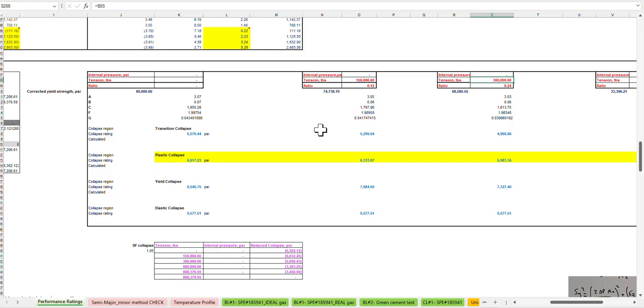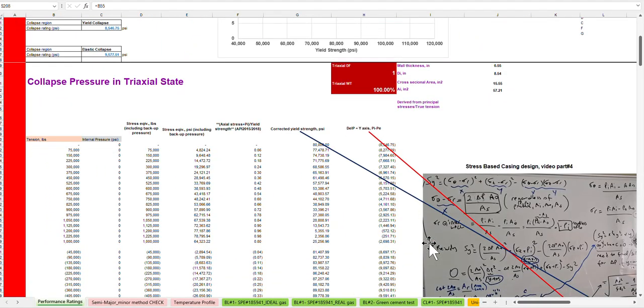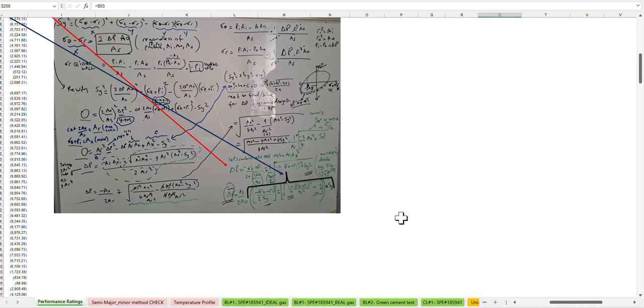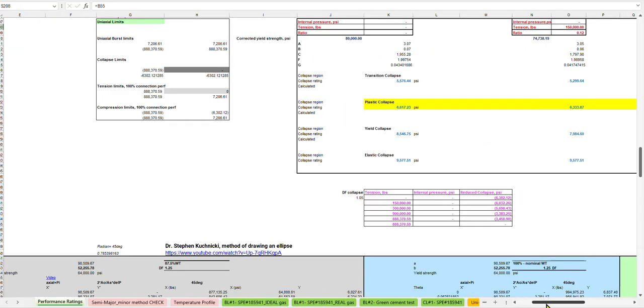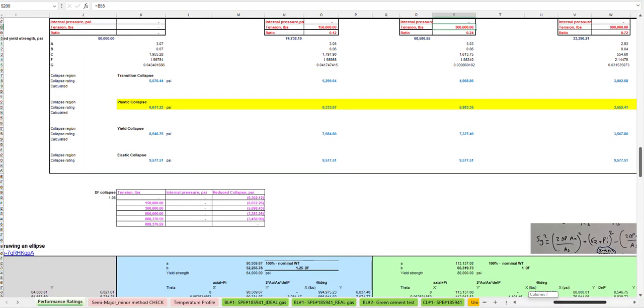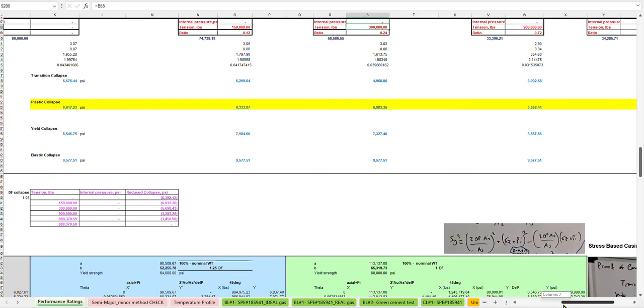So this derating, as defined in the 2018 API, is identical to the triaxial collapse. You use this equation, the ratio of the true tension to the yield strength, to derate the collapse values. Well, the yield strength isn't really reduced, but it's treated as reduced in order to reduce your collapse rating.